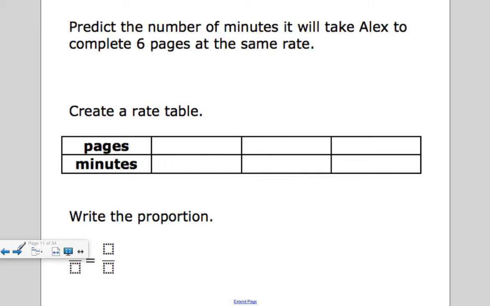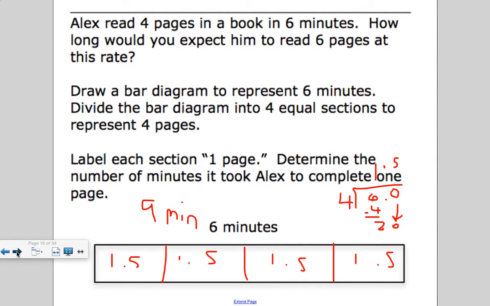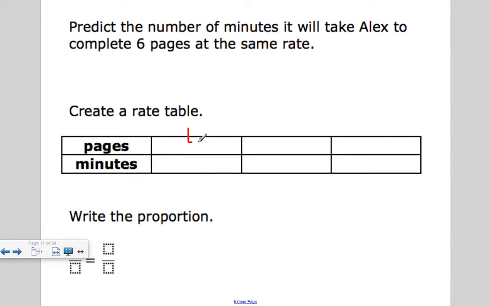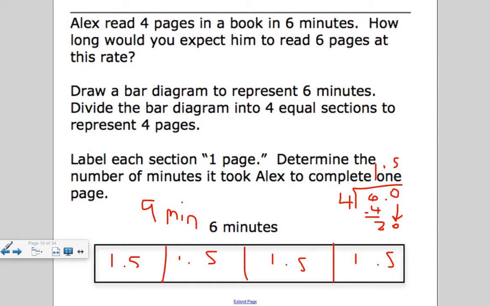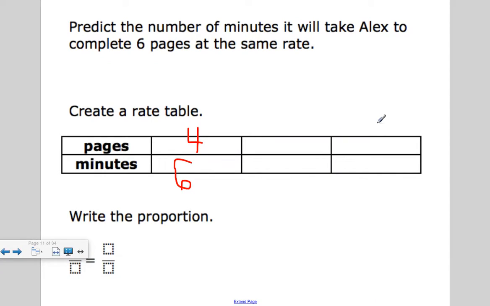Some of you may not prefer the bar diagram. You may just prefer using a table. I like tables. 4 pages, 6 minutes. Wait, let me go back. 4 pages, 6 minutes. Yep. So the question is 6 pages. Make sure you understand why labeling is so important. I almost put the 6 on the bottom. Pages right here. So can 4 go into 6? It cannot. Can I simplify this? Yes, I can divide both numbers by 2 or multiply by the scale factor 1/2.